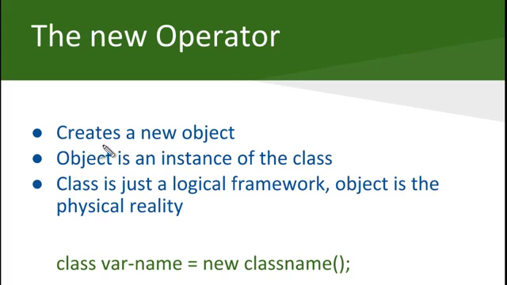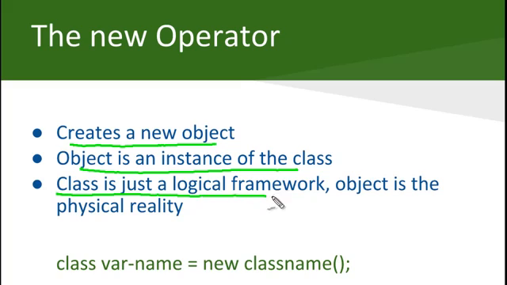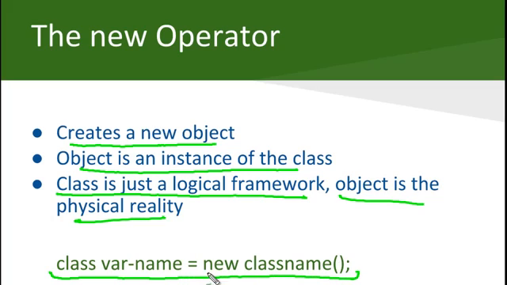Now what the new operator is doing is creating a new object, and we know that an object is an instance of the class. But remember, a class is just the logical framework. An object is the actual physical reality. And this is the syntax of creating a new object. We use the new keyword, and we write the class name, the variable name, new keyword, and again the class name with open close parenthesis. This will create the object.